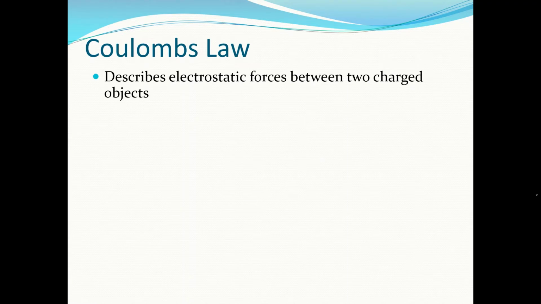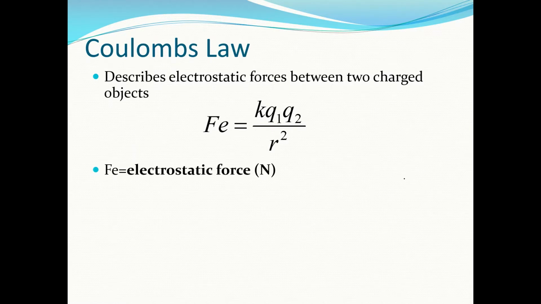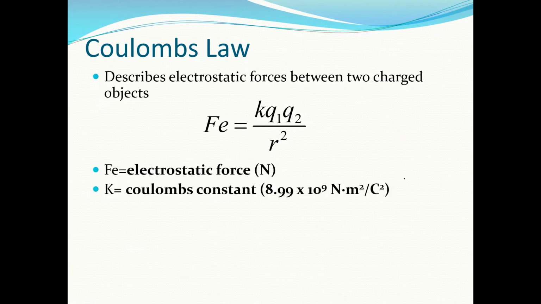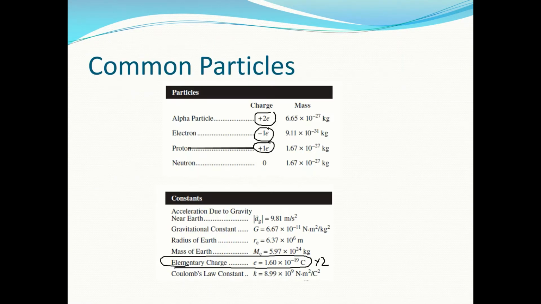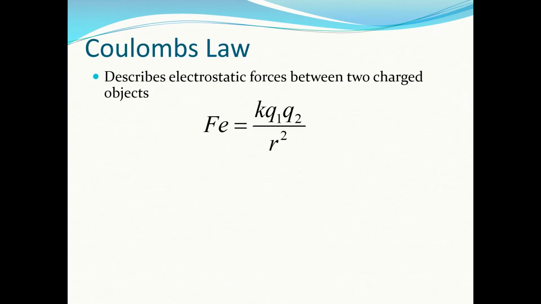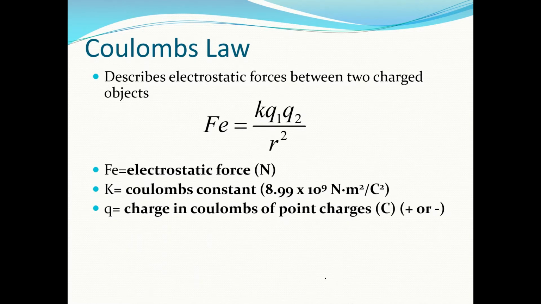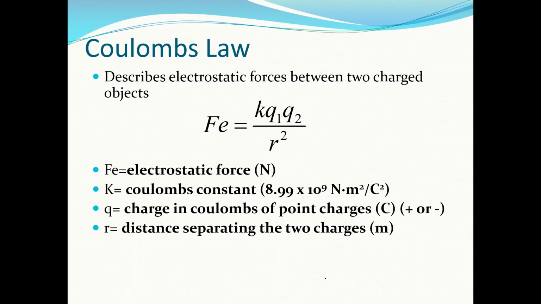So Coulomb's law describes forces between 2 charged objects. Our electric or electrostatic force is equal to k Q1 Q2 all over r squared, where Fe is our electrostatic force. It's a force, so it's in newtons. k is a new constant. It's Coulomb's constant, which is 8.99 times 10 to the 9, and that can be found right here in our data book. Q1 is charge in coulombs, and the distance separating 2 objects is in meters.